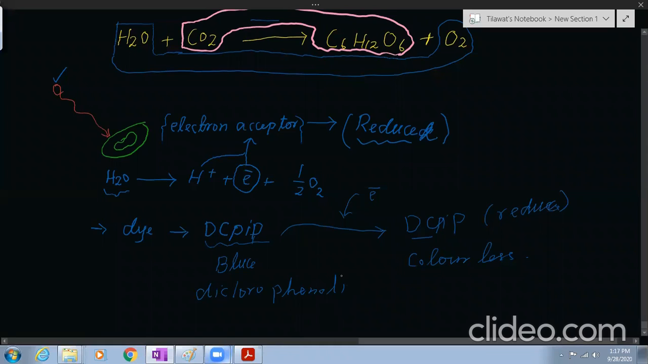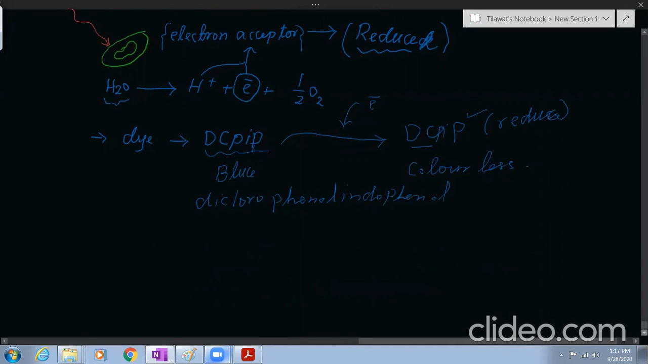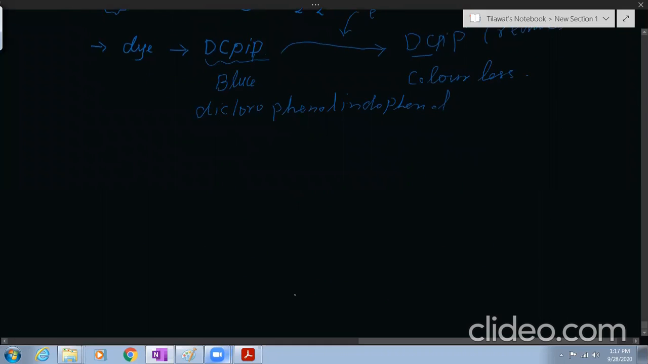So dichlorophenolindophenol, this is the name for DCPIP. You know this DCPIP is blue in color, right? When it accepts electrons, meaning when it is reduced, it will become colorless. So I can perform this whole reaction and I can prove that.